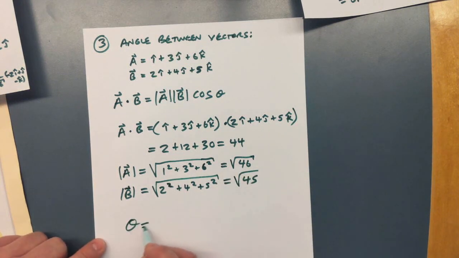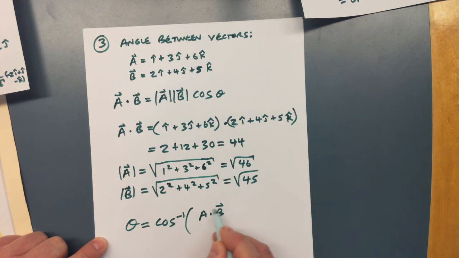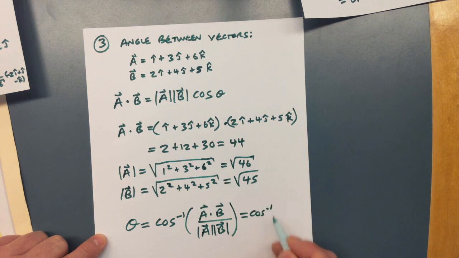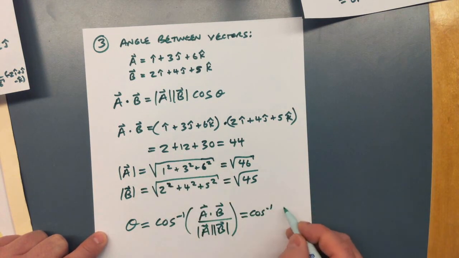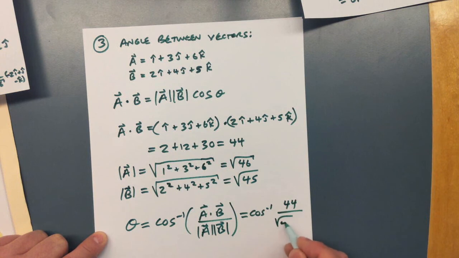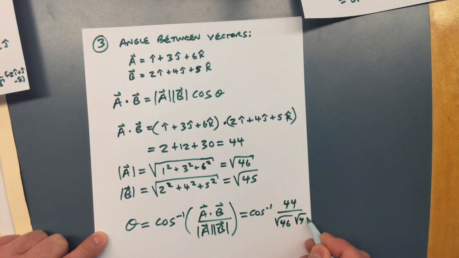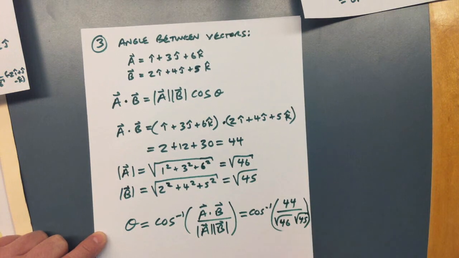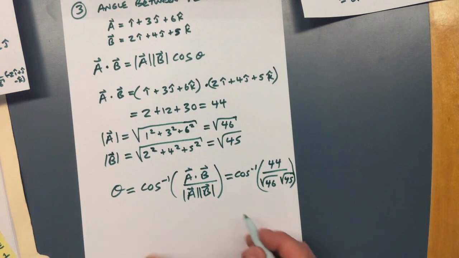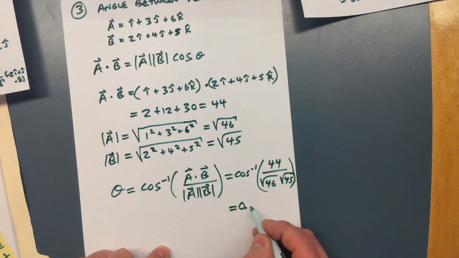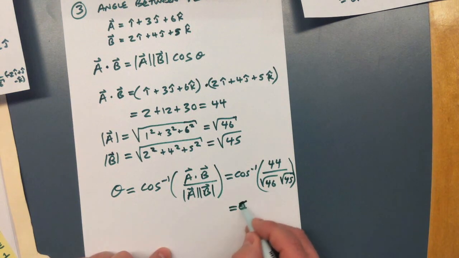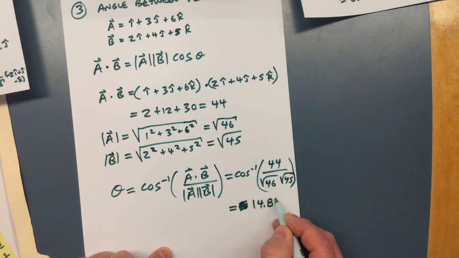And so the angle theta then is the inverse cosine of A dot B divided by magnitude A, magnitude B. So the inverse cosine of 44 divided by square root 46 times square root 45. And so that turns out to be 14.8 degrees.